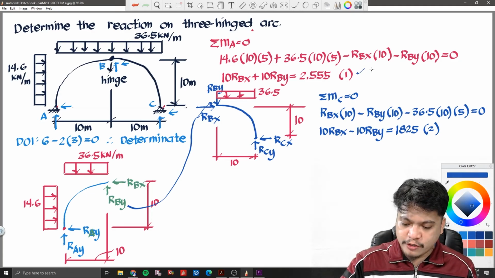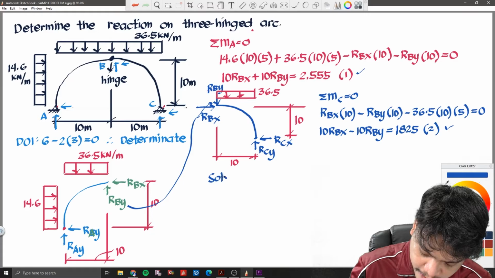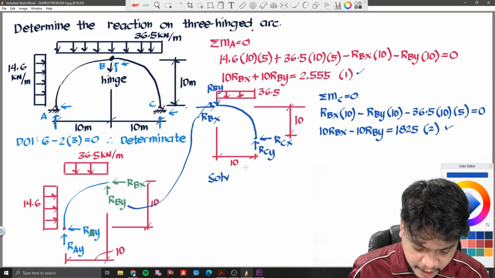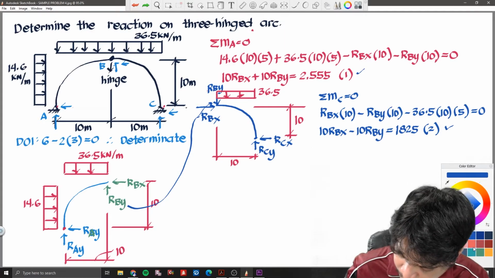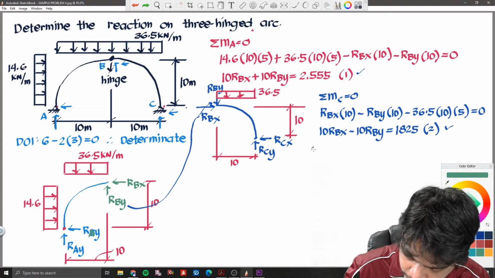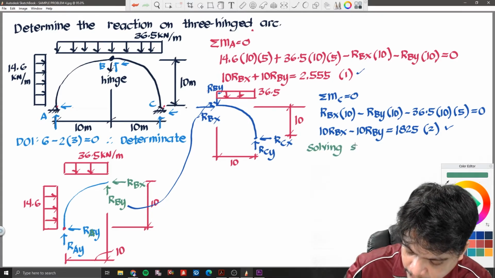So, meron kang equation 1, meron kang equation 2, solving simultaneously. Dito lang na lang lagay, mauubos. Okay. Solving simultaneously.